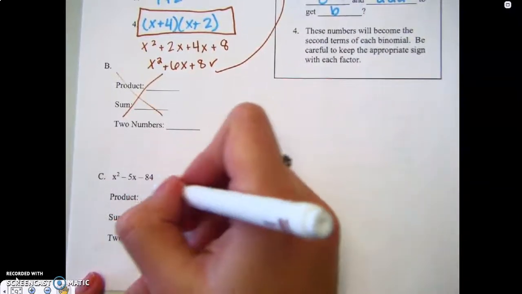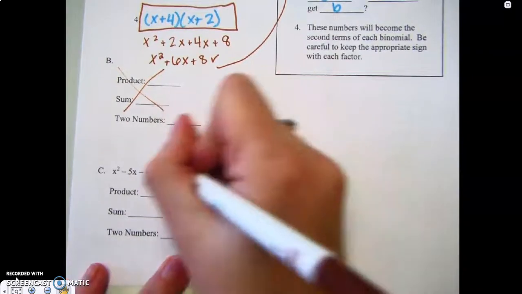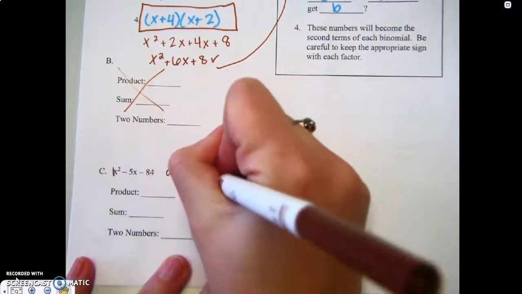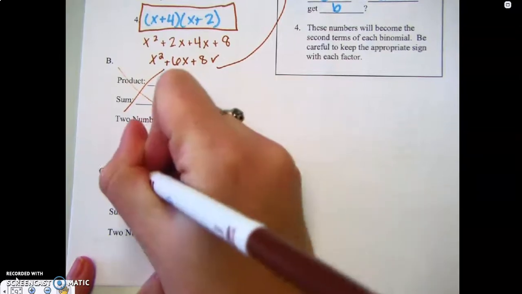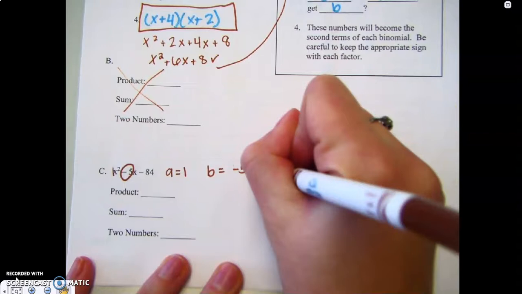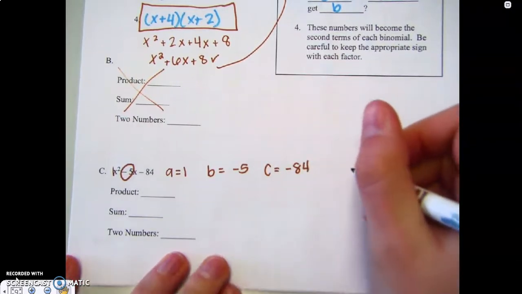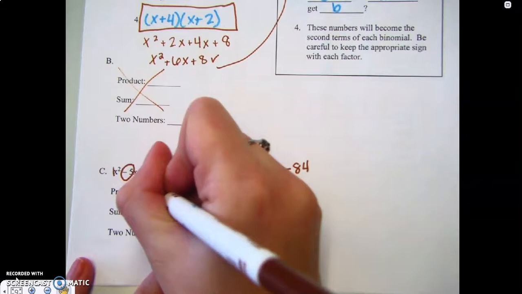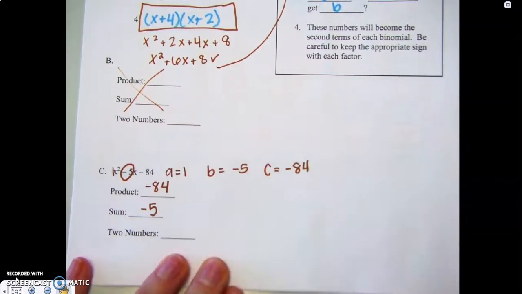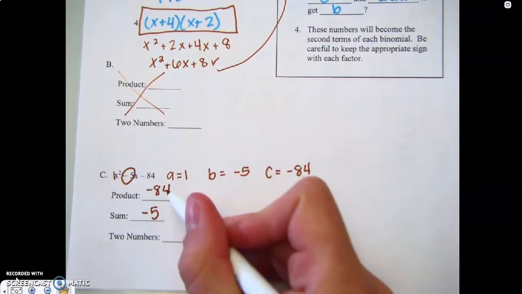So this is the trinomial, or the polynomial, that I want to factor. The first thing I'm going to do is list out my A, B, and C values. My A is always 1. My B is -5, so always take the sign in front of that coefficient. And my C is -84, again, negative. So I want my product to be -84, the C value, and I want my sum to be B, which is -5. So I need to find factors of -84.